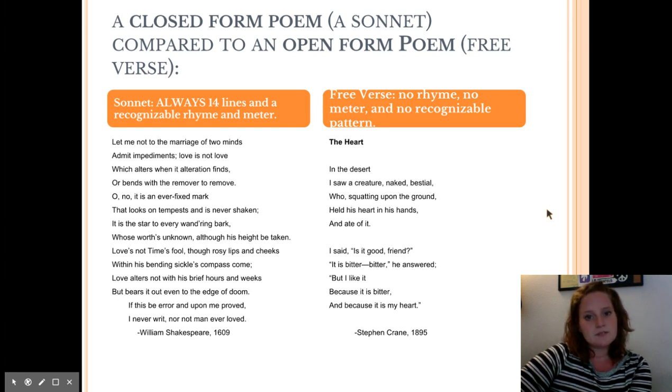So clearly we're talking about the idea of love in this poem. The example of free verse poetry also discusses the idea of love, but does so with no rhyme, no meter, and no other recognizable patterns. It's called The Heart by Stephen Crane.